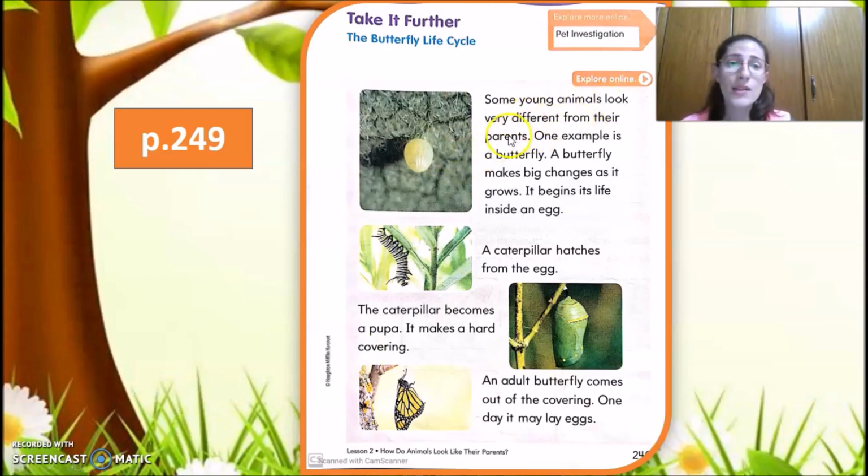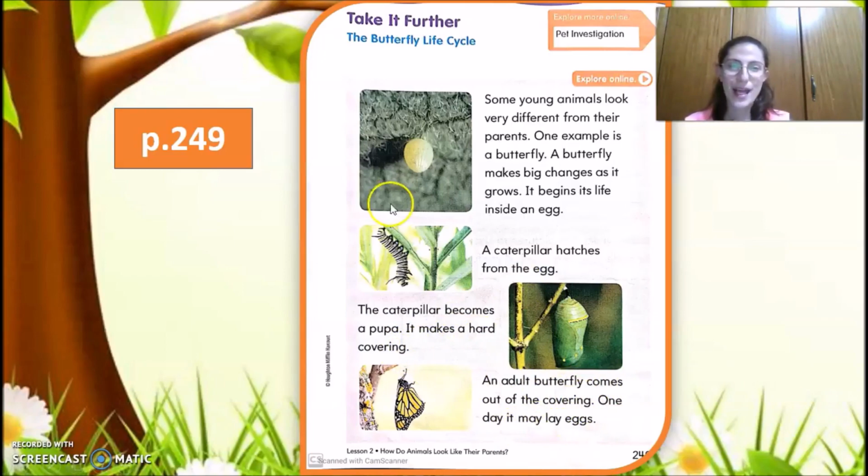Some young animals look very different from their parents. One example is a butterfly. A butterfly makes big changes as it grows. It begins its life inside an egg. A caterpillar hatches from the egg. The caterpillar becomes a pupa. It makes a hard covering. An adult butterfly comes out of the covering. One day it may lay eggs.